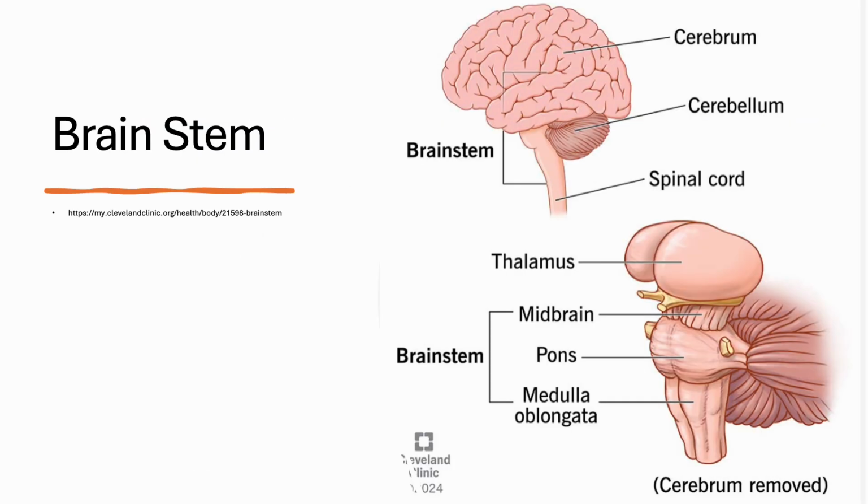The next part I'm going to talk about is the brainstem, and the brainstem has a lot of other components attached to it that I will get to. So the brainstem connects the brain to the spinal cord. The major ascending and descending pathways between the spinal cord and brain, specifically the cerebrum, pass through the brainstem.